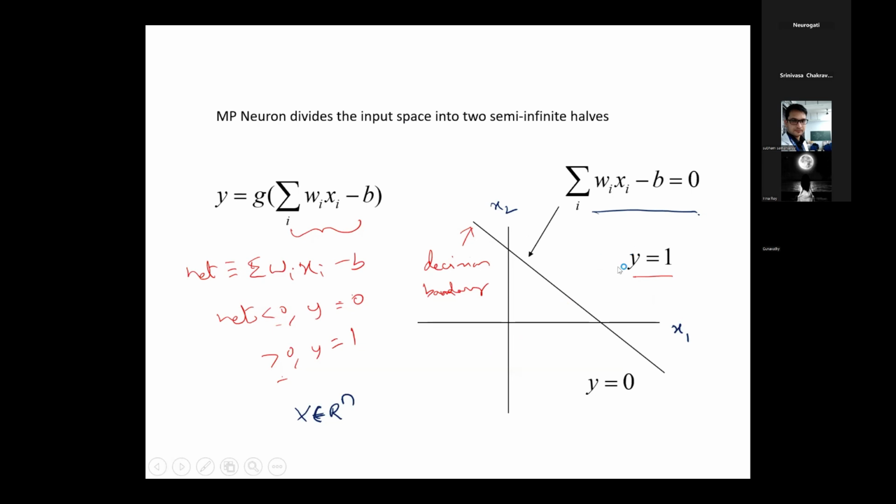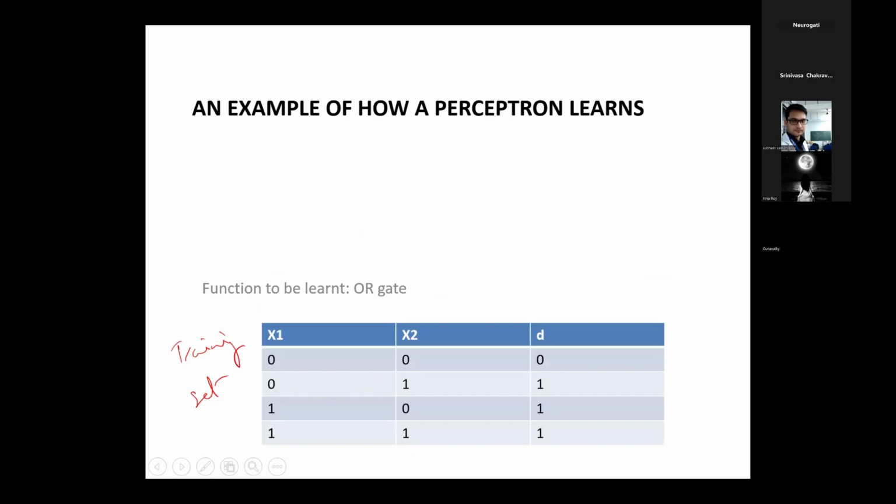If you extend this to multiple dimensions, you can easily imagine that the neuron is dividing the input space into two semi-infinite halves using a hyperplane of dimension n minus 1. In this case, the line is a hyperplane of dimension 1, which divides a two-dimensional space into two semi-infinite halves. Now with this learning rule, let us apply the same neuron model to a familiar problem.